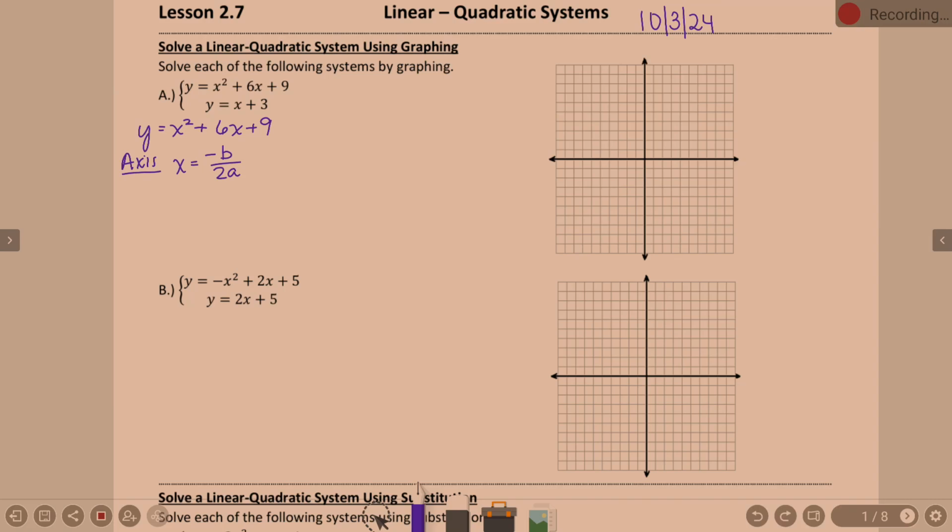Negative b. So what are we going to say here? I didn't write down my ABCs. You guys know them. Negative of b. What's b? 6 over 2 times a. What's a? 1. So negative 6 over 2 becomes negative 3. So we have an axis of symmetry of x equals negative 3.